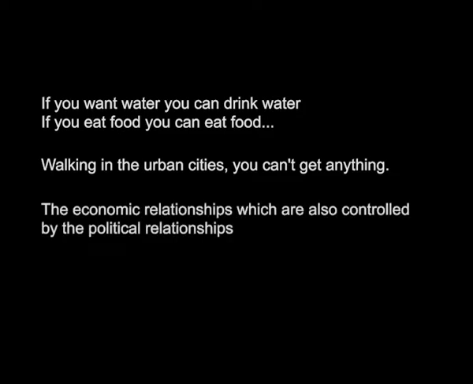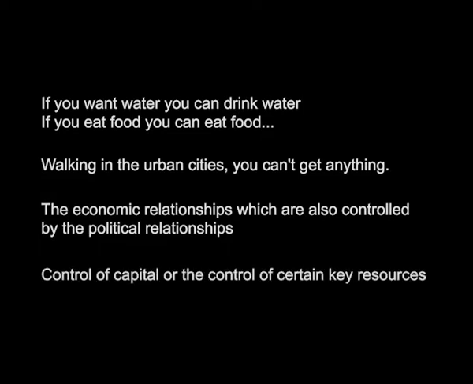The economic relationships which are also controlled by the political relationships. And the first fundamental one is the control of capital or the control of certain key resources. Land was the most primary and most fundamental resource that became a controlled resource through political means. And then through land, everything that grew on it. So people became landowners and they became people who were dependent on these owners of the capital to give them food, to allow them to have food.